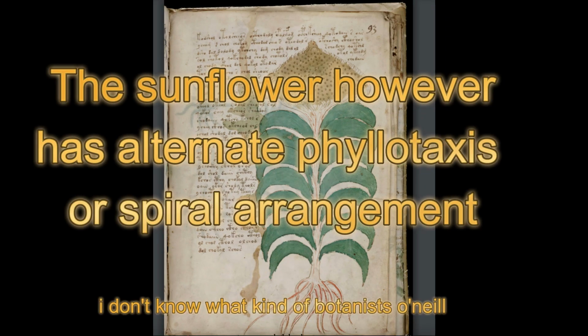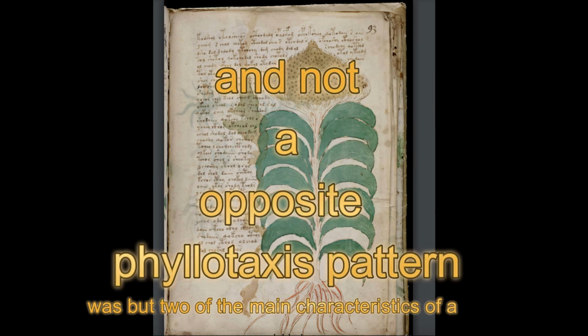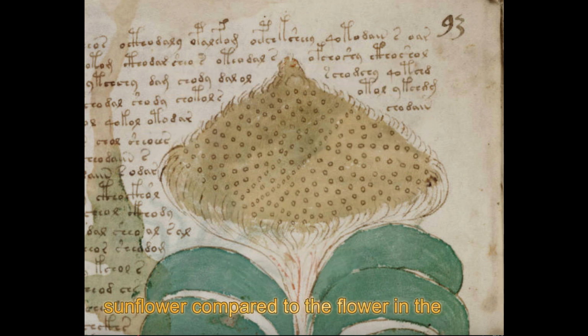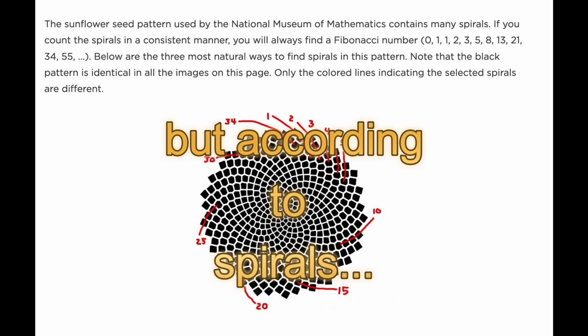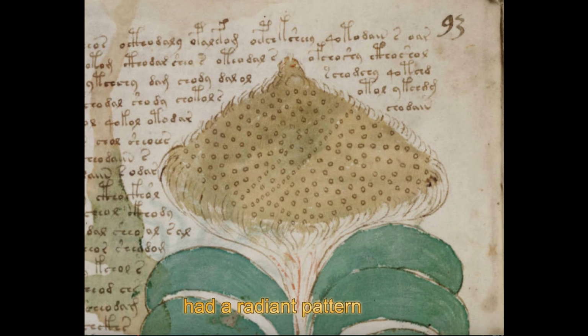I don't know what kind of botanist O'Neill was, but two of the main characteristics of a plant, the way the foliage is organized around the stem and the seeds organized in the flower, are both totally different in a sunflower compared to the flower in the Voynich Manuscript. For instance, the flower you can compare. A sunflower has a spiral pattern, and the flower in the Voynich Manuscript has a radiant pattern.